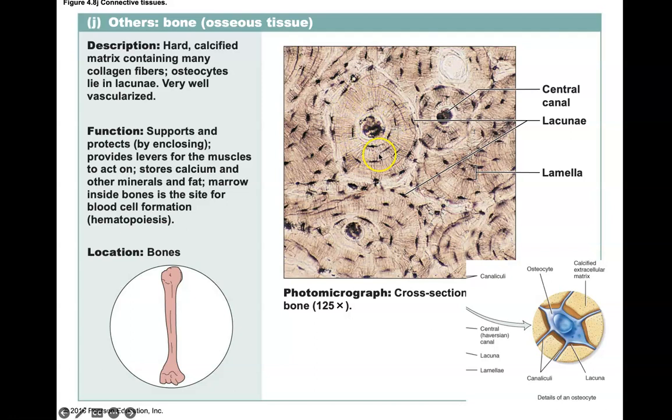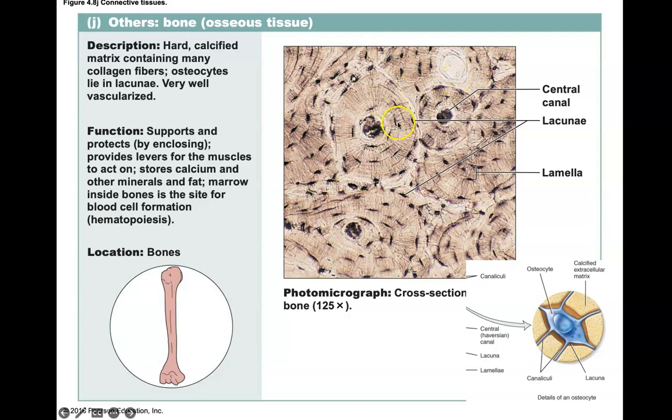So each osteon is going to have these lamella, these rings, and basically lamella are rings of matrix. All of these rings of matrix in each osteon are going to surround what's called the central haversian canal. That central haversian canal is going to carry your blood vessels, your lymph vessels, and your nerves to each osteon unit.